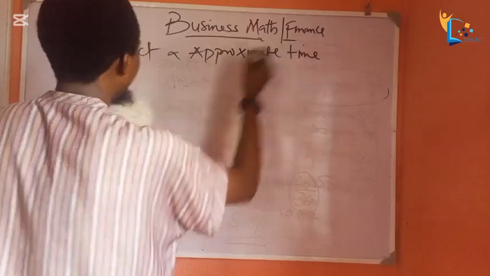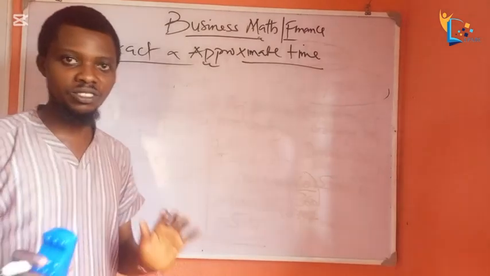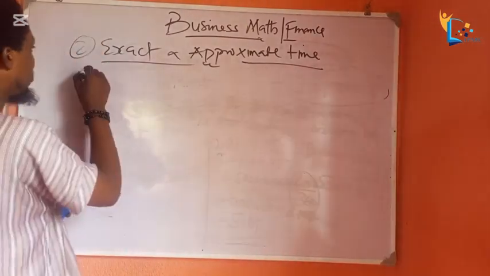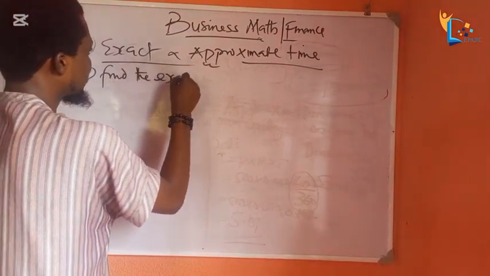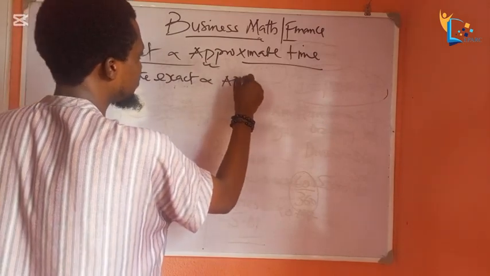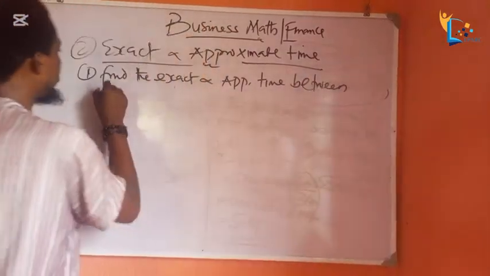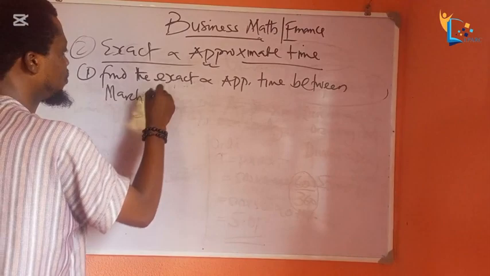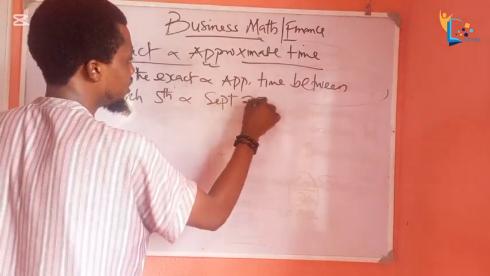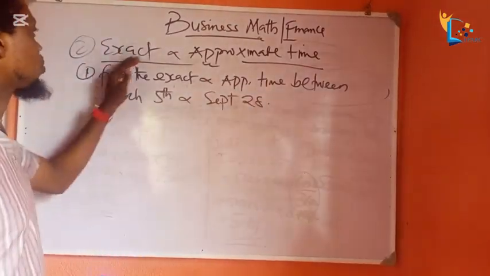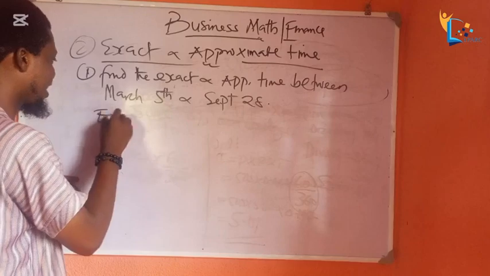Okay? Now, exact and approximate time. For me to explain this properly so that you can understand, let me put out a question. Find the exact and approximate time between March 5th and September 28th.